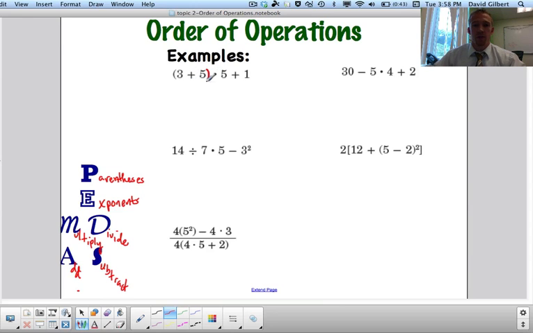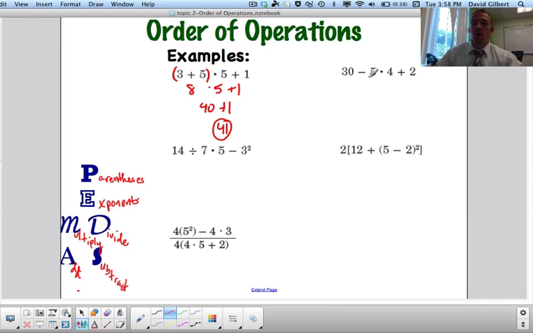So here we have parentheses. We're going to do these first. It gives us 8. And each time I do some evaluation, I add or subtract or multiply some numbers, I rewrite everything that I didn't do anything with so I don't lose track of anything that I've done. Alright, you should do that as well. So 3 plus 5 is 8, and then times 5 plus 1. Now we got to do multiplication before we add, so we have 40 plus 1, and 40 plus 1 is 41.